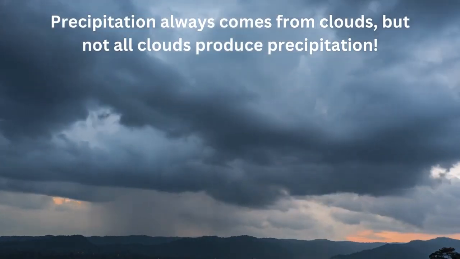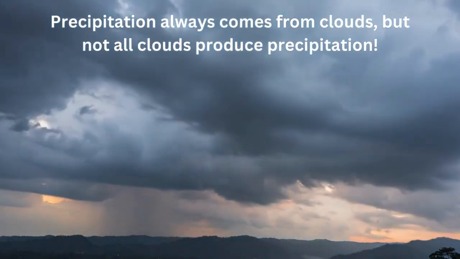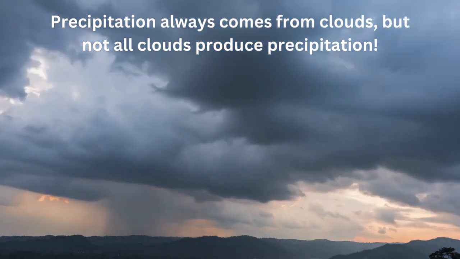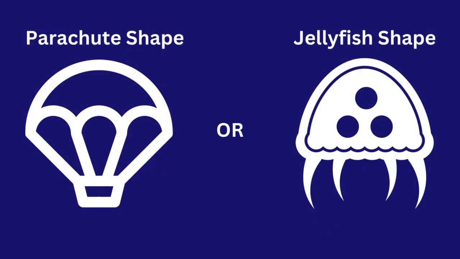Precipitation always comes from clouds, but not all clouds produce precipitation because the droplets may not be heavy enough to fall. The shape of raindrops isn't the teardrop shape most people picture. Raindrops typically have a parachute or jellyfish shape with most of the water around the rim or edges of the drop, while the upper part contains a thin layer of water.